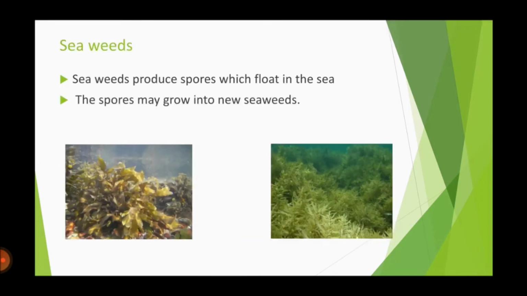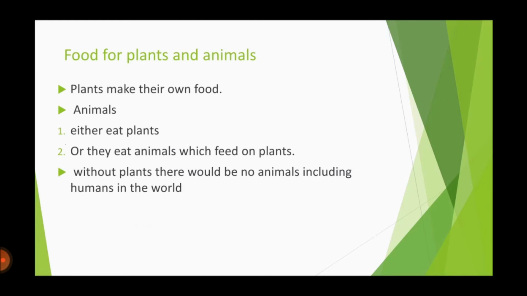Okay, students. So next we are talking about seaweeds. All those weeds which grow specifically at the bottom of the oceans and seas, and seaweeds produce spores which float in the sea. The spores may grow into new seaweeds. Okay, so they also do not have flowers, and the new seaweeds are produced through the spores which are produced by the parent plant.